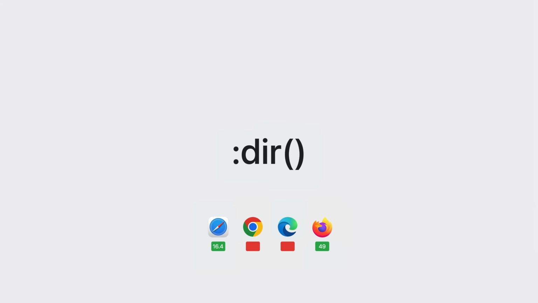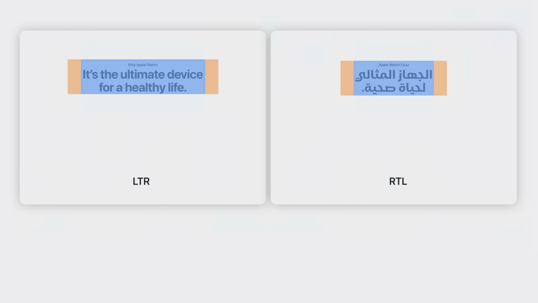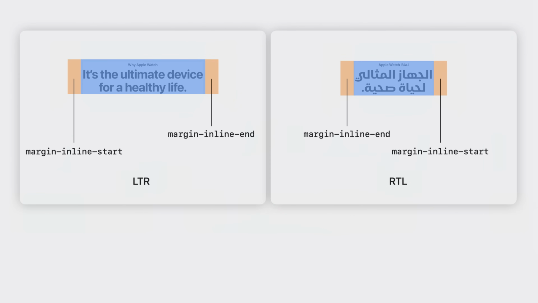The dir pseudoclass fills in a gap when it comes to supporting language direction. Depending on the language being typeset, text can flow from left to right or from right to left. This is often abbreviated LTR and RTL. These days, CSS has more and more logical properties, which allow you to refer to the start and end of the text flow, instead of left or right. For instance, use margin inline start and margin inline end instead of margin left and margin right to easily write CSS that works for every language.